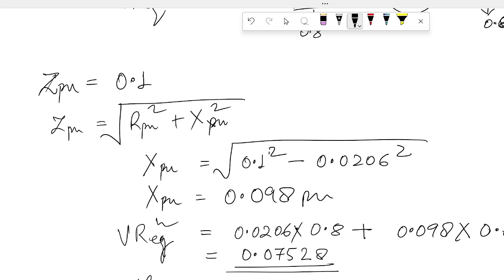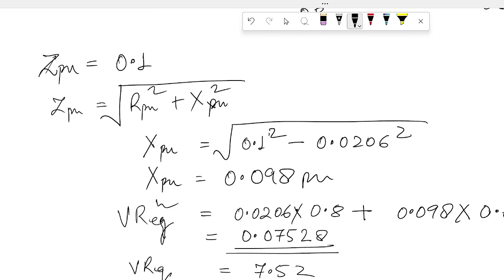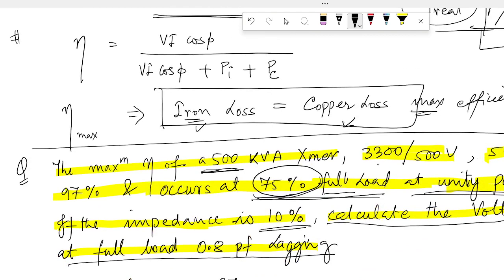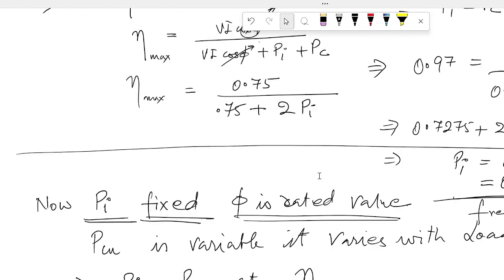7.52%. That means when you operate at full load condition, suppose this is the secondary side, this 500 volt, which is the full load voltage, will drop by 7.52%. Okay, clear? Is this question clear to you? Yes, sir. Okay, then thank you.